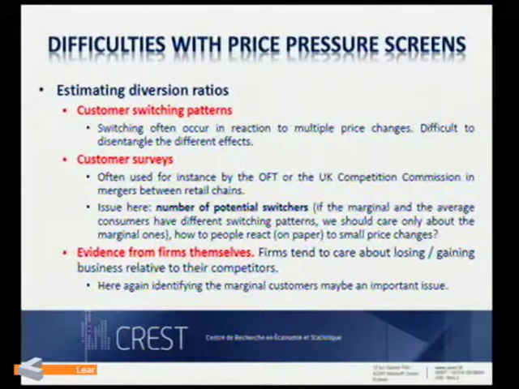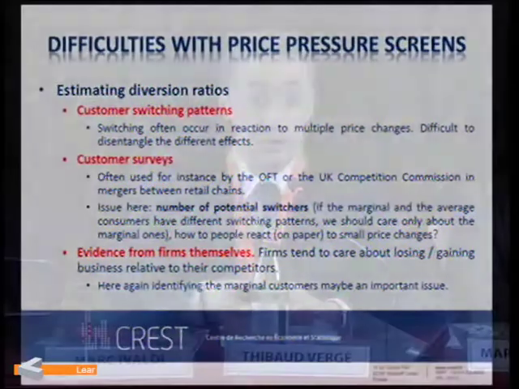So you can use evidence from the firms themselves. They often care about consumer switching or diversion ratios, because they like to know who their closest competitors are and who they should monitor when they set their prices, or when they change their products, or when they reposition products, change the quality or any variable that they might care about. So this might be important information that you get from the firms, but exactly as for consumer surveys, and I'll go back to that, what you care about are marginal consumers.